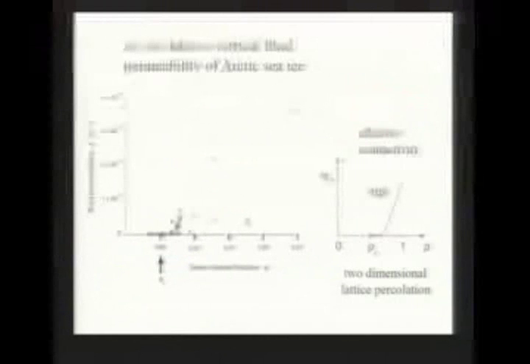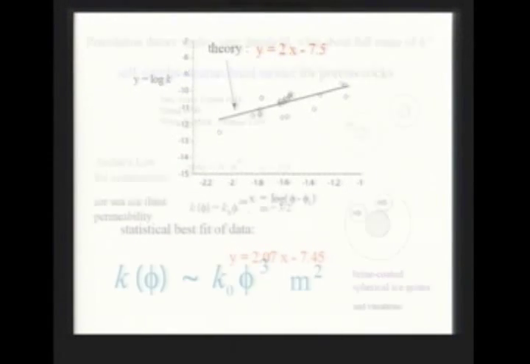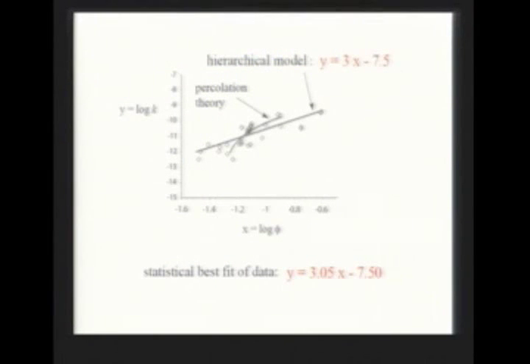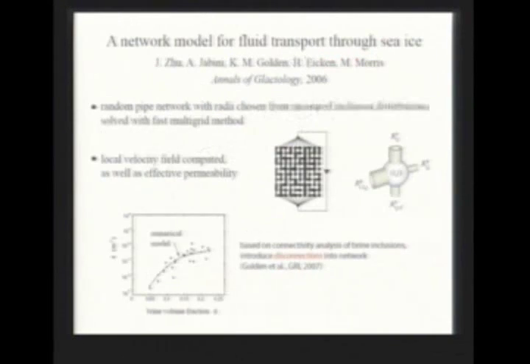Here's sort of the raw data taking off above 5%. And then there's our theoretical prediction, 2x minus 7.5. The 2 is the universal law. And there's our statistical best fit of the data. We get quite close correspondence with the data. We use self-similar hierarchical models for porous rocks to get a much broader range of brine volume fractions, not just near the percolation threshold. There's our theoretical predictions, and actually percolation theory is like a higher order correction. We get, again, excellent correspondence with the data.